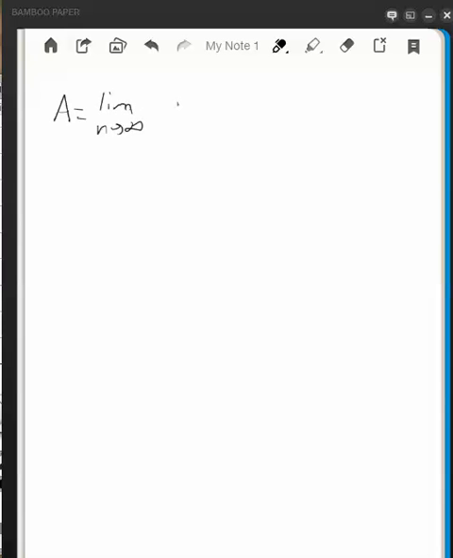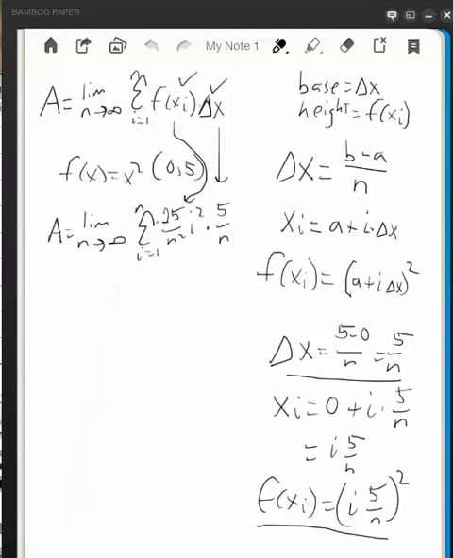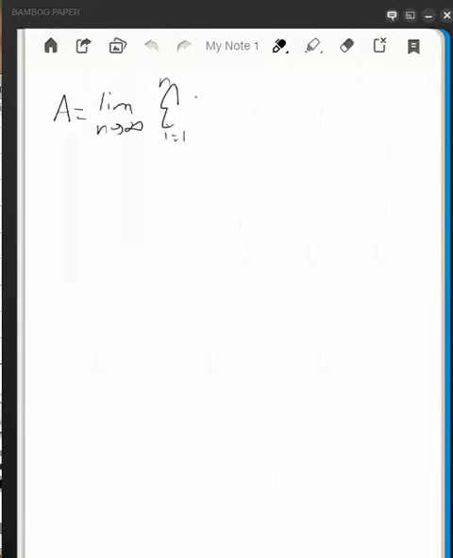Limit as n goes to infinity of the sum from 1 to n. And I've got, of course now I forgot what it was. It was 25 over n squared times i squared. So 25 times 5 is 125, so 125 over n cubed times i squared. Feel free to pause and rewind if you need to. Okay, and that's where we leave off for the simplified version.